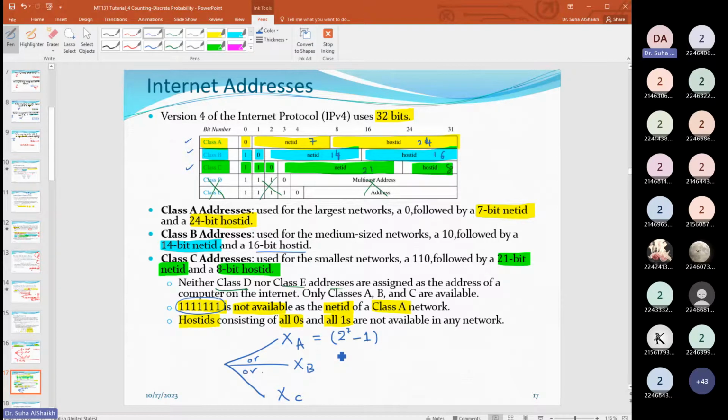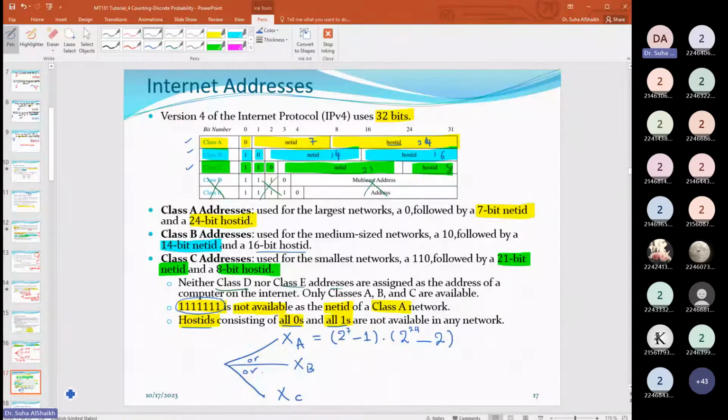And this is multiplied by, it's followed by a host ID which has 24 places. So this is 2 to the power 24 here. Also they told me that the host ID cannot be all zeros and cannot be all ones, which is 2 cases from everything. So I'm going to exclude 2 here.